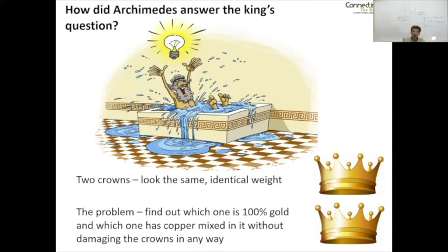So I leave the same question to you. Let us have two crowns which look the same and have the same identical weight. The problem for you is to find out which one is 100% gold and which one has some copper mixed in it without in any way damaging the crowns. Archimedes did it many hundreds of years ago. I'm sure you can too. So give it a shot.